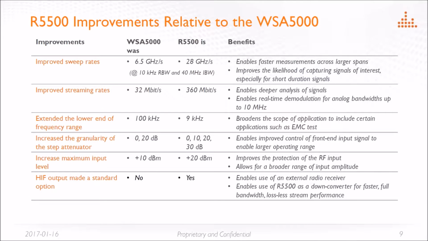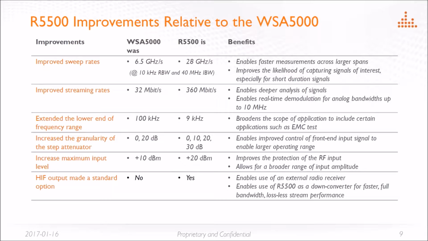This is an overview of where we were with the WSA 5000 and what we've achieved with the 5500. With the 5000, our sweep rates were 6.5 gigahertz per second. We've gone up to a market-leading 28 gigahertz per second. Our stream rates, which is a measure of how well we can stream data across the gigabit Ethernet interface for applications like real-time demodulation, we've increased from 32 megabits per second to 360, so over a factor of 10.